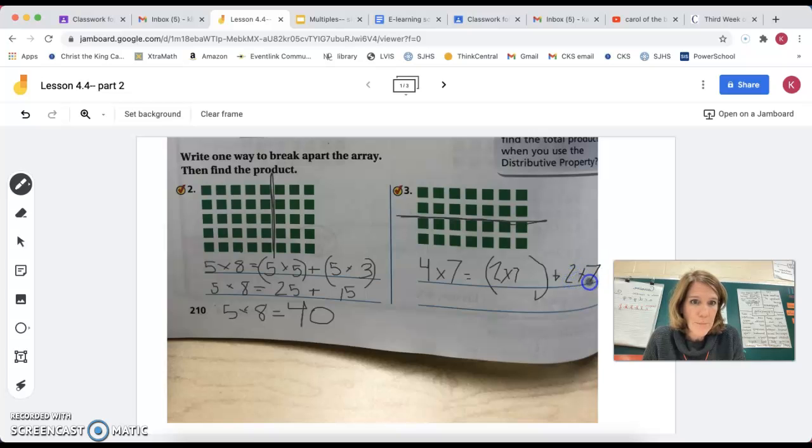I should probably use the box in here, sorry. Okay, so 4 times 7 is equal to 2 times 7 plus 2 times 7. Well, 2 times 7 is 14. 14 plus 14 is 28. Yours is going to look so much better than mine. Okay, but there are other ways that you could have broken it apart. There's not one right answer for this.